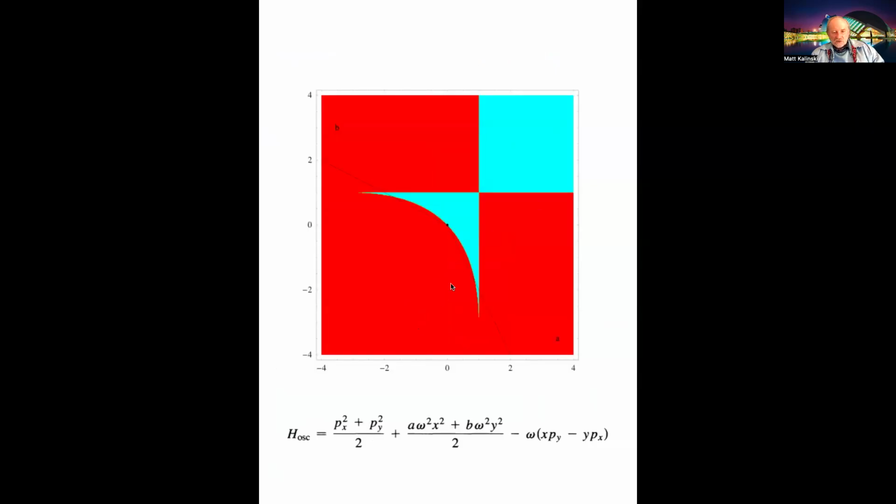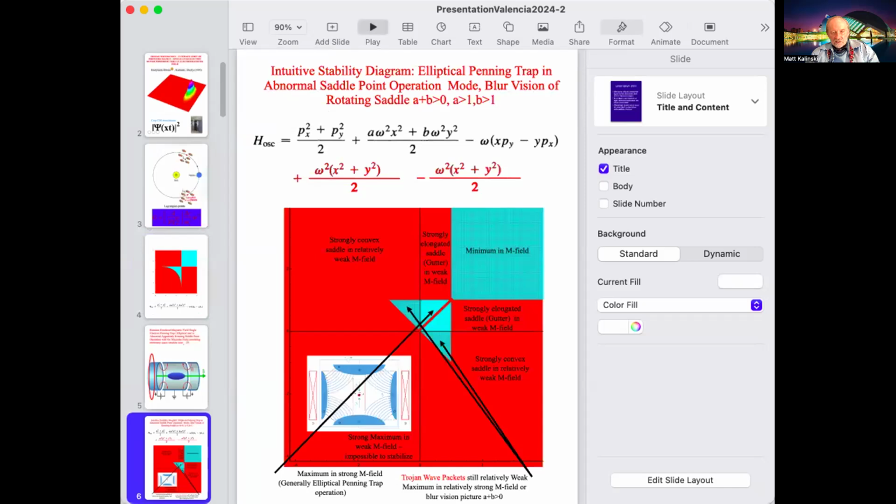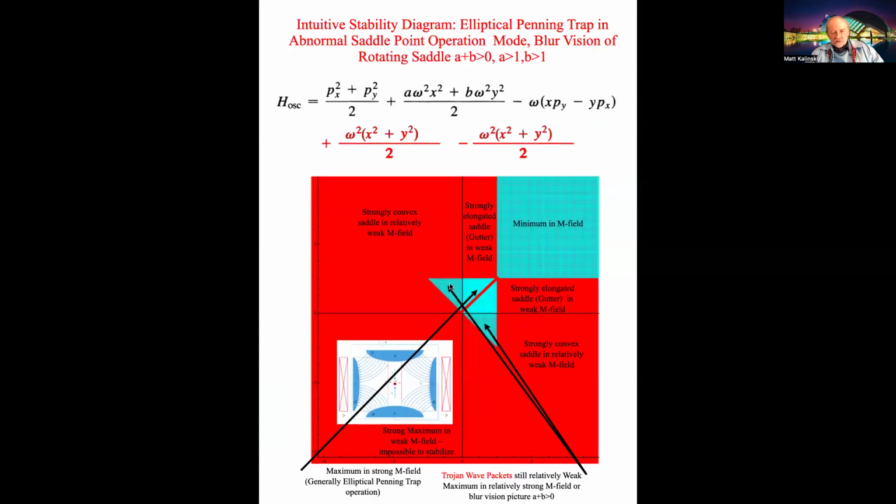You can do it either by classical canonical transformation or simply by demanding that the eigenfunctions of this Hamiltonian are normalizable. And you will find out that you can obtain this diagram qualitatively, also intuitively.